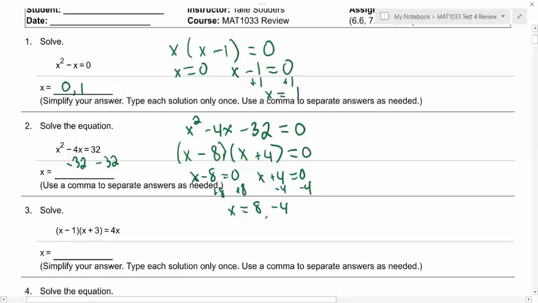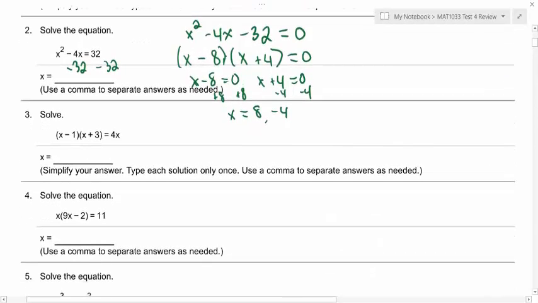How about number 3? What do we have to do first in number 3? With that one, you would still have to set that to 0, right? Correct. So I know it's tempting. Sometimes people say, well, it's already written in factored form, so I can just say x minus 1 equals 4x and x plus 3 equals 4x. But that doesn't work. That property only works for 0.